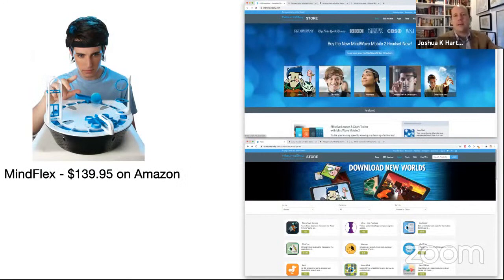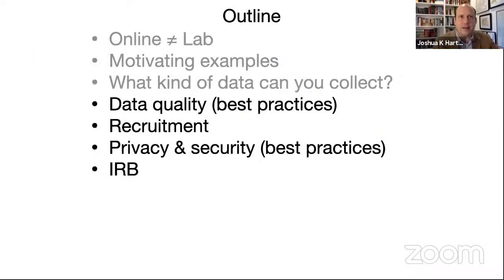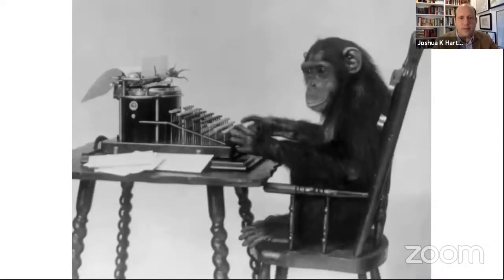So, data quality best practices. How do you make sure you're not getting junk? And this is something that people have been worried about. How do I know that it's not just a bunch of chimpanzees typing on keyboards? This is something that folks who are new to the space have worried about from the beginning and continue to worry about. And when you think about it, we know that the internet is not entirely made of chimpanzees typing randomly on keyboards, because people are doing all kinds of very real stuff on the internet all the time.